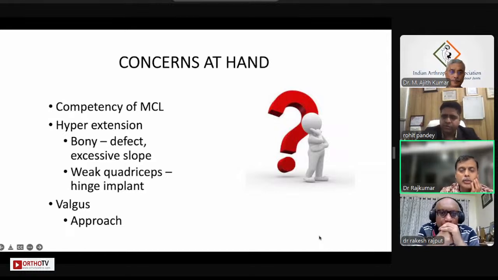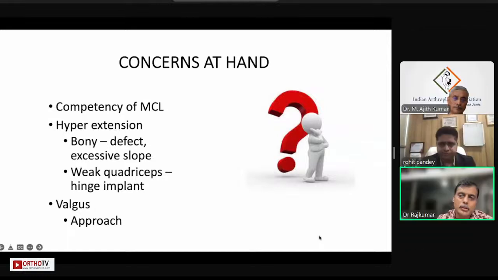And is there a skyline view? That is also important. I don't have the skyline view, but it is important because in these kinds of valgus with hyperextension, your patella will most of the time be partially subluxating or even sometimes dislocating. Yes, definitely. So you have to be careful.